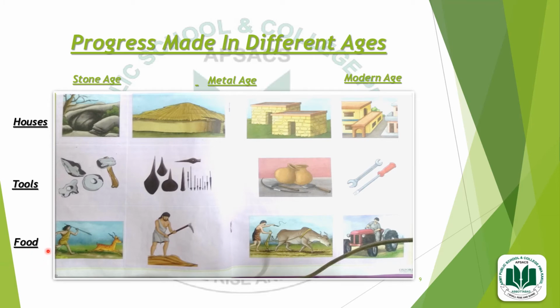Food. In Stone Age, the humans were basically hunters. They moved from place to place in search of food. But with the passage of time, humans started cultivation to meet their food needs. And now in modern age we have the latest machinery to meet our food needs.